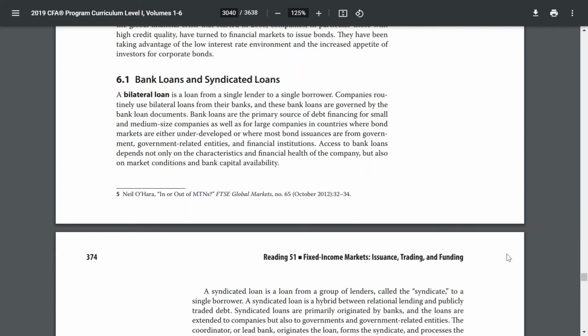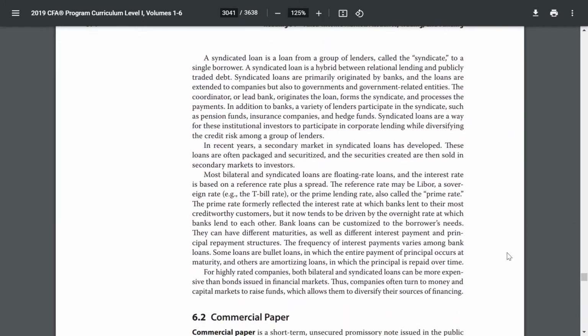A syndicated loan is a loan from a group of lenders called a syndicate to a single borrower. A syndicated loan is a hybrid between relational lending and publicly traded debt. Syndicated loans are primarily originated by banks, and the loans are extended to companies but also to governments and government-related entities. The coordinator or lead bank originates the loan from the syndicate and processes the payments.